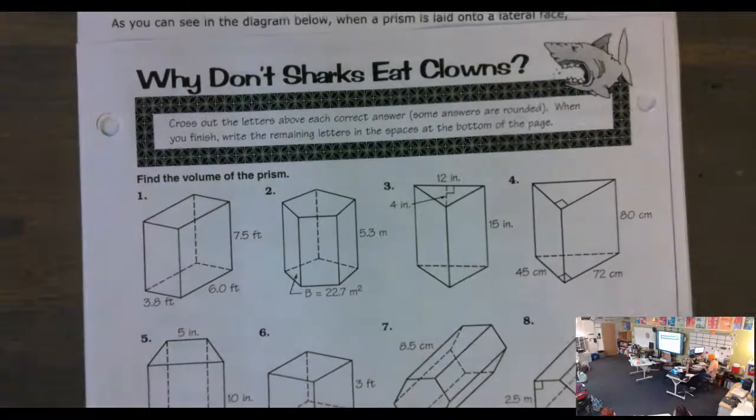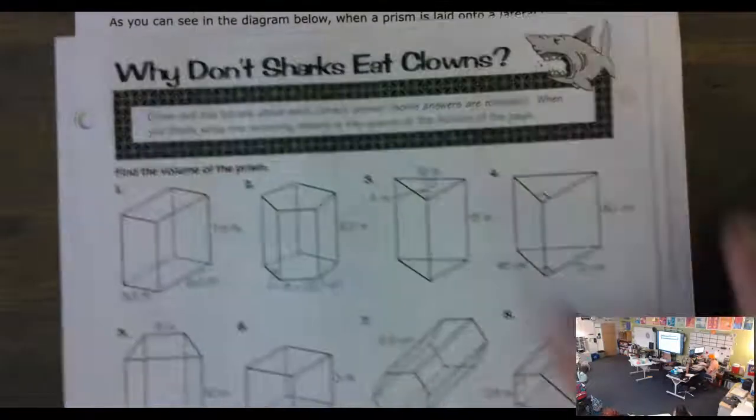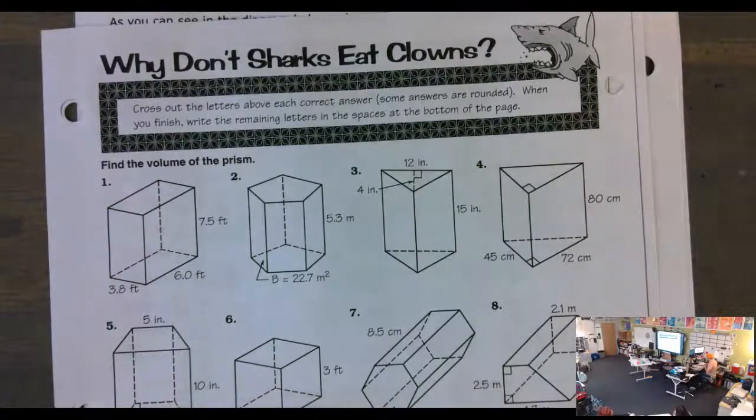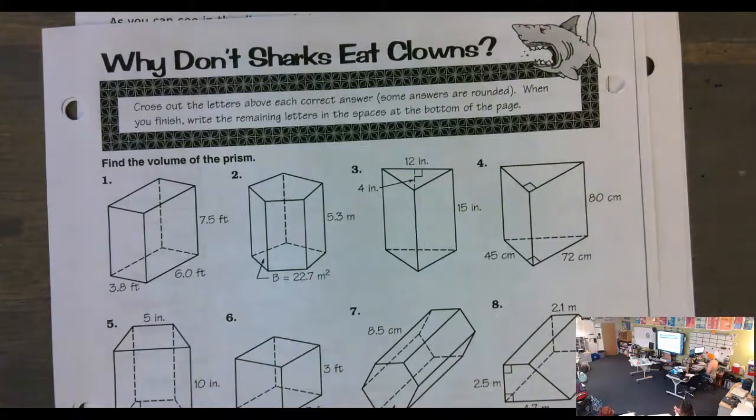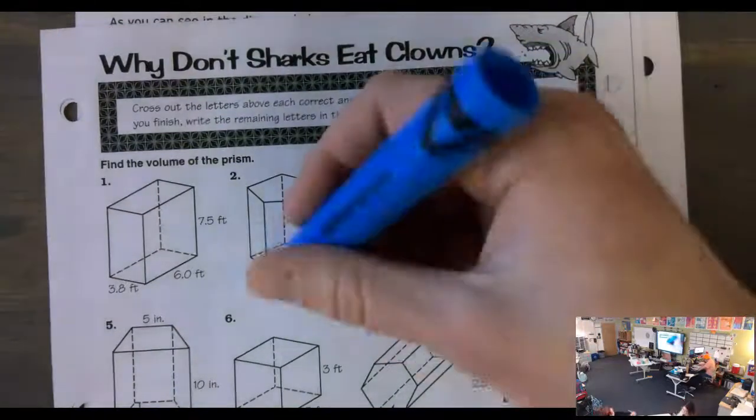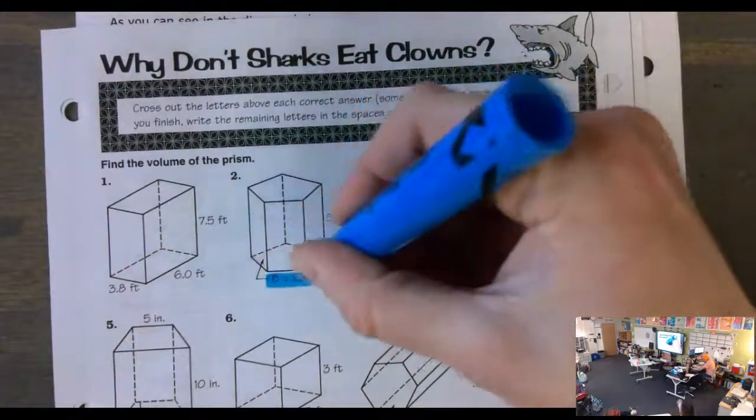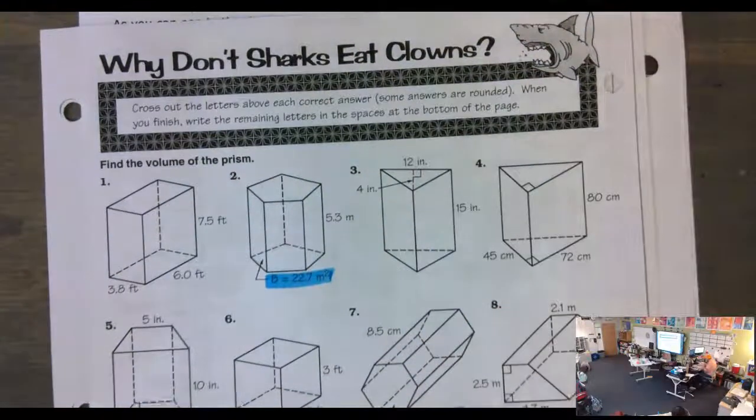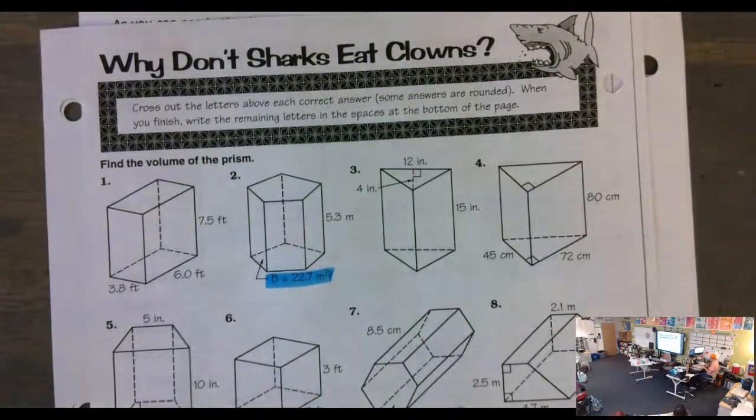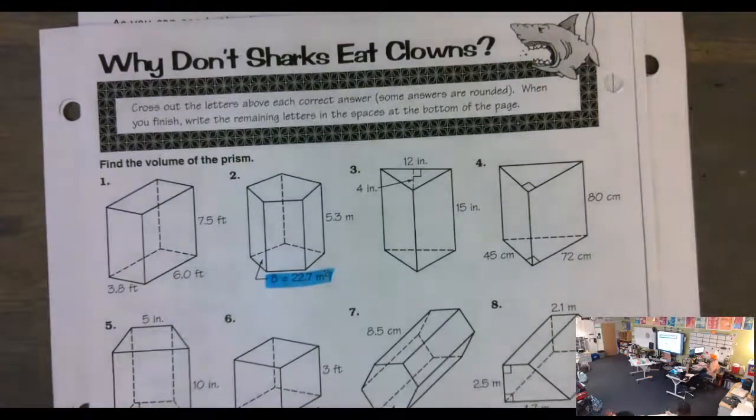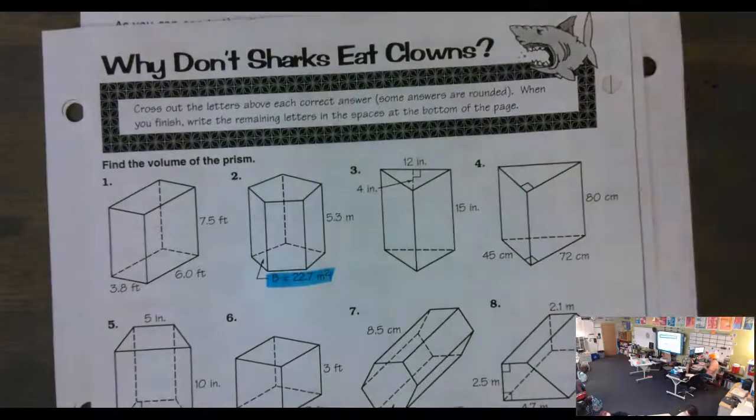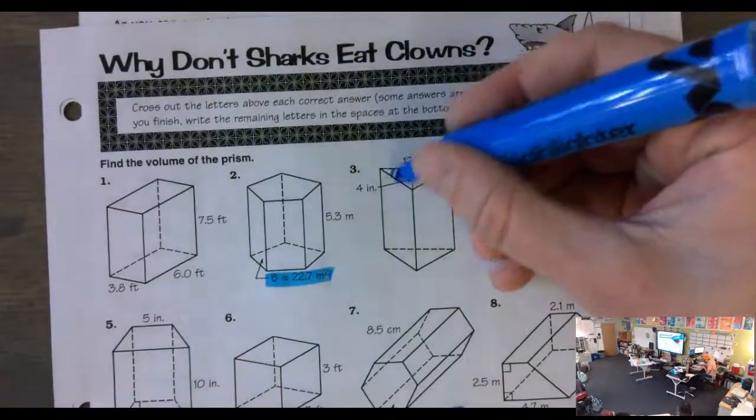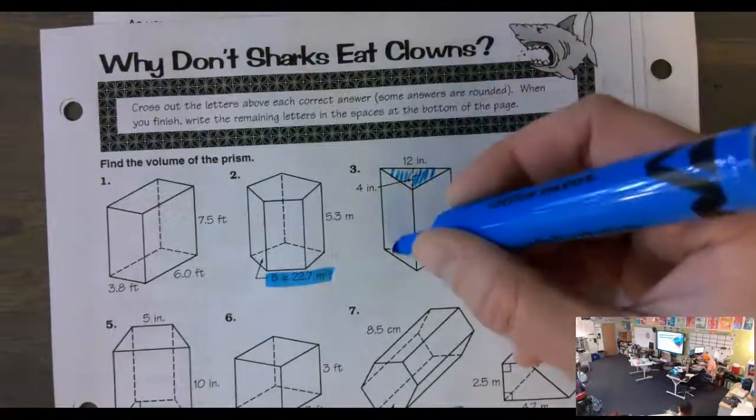I want to jump right to number 3. Well, first off, in 2 and 7, they give you Big B, so pay attention. We don't have to solve Big B in 2 and 7. They give it to us. All of these other ones, we have to solve for the base area. So in 3, Aiden, what is the base shape in 3? The triangle, because it's on both ends.